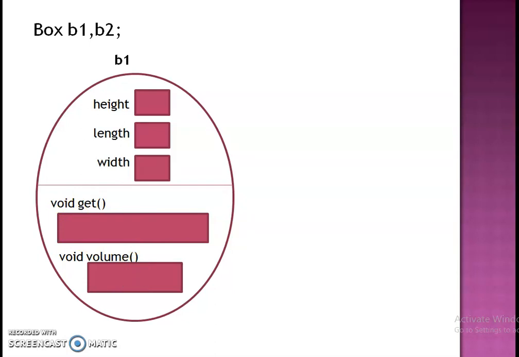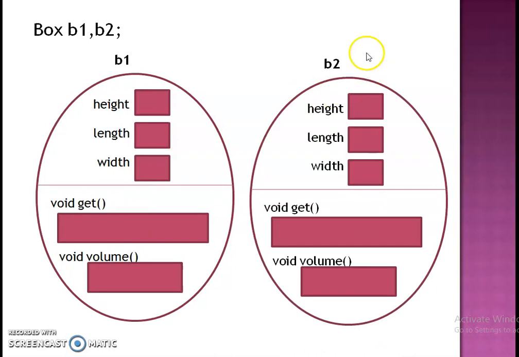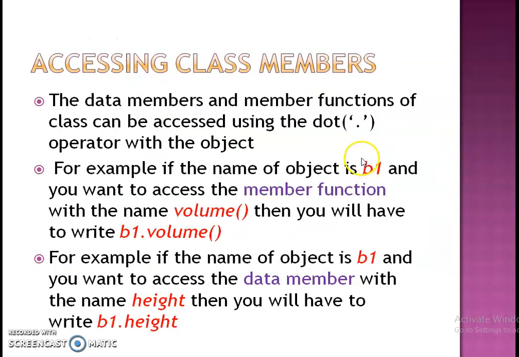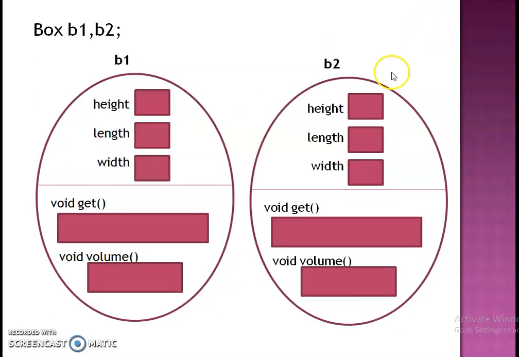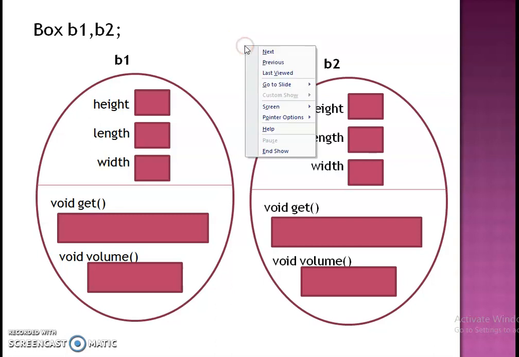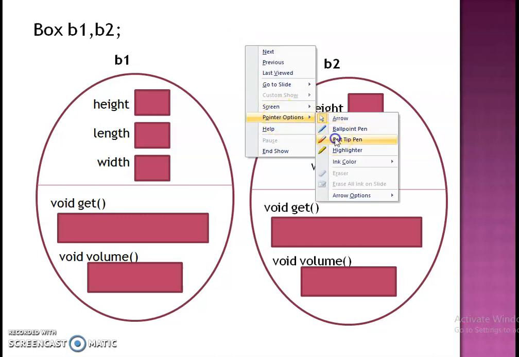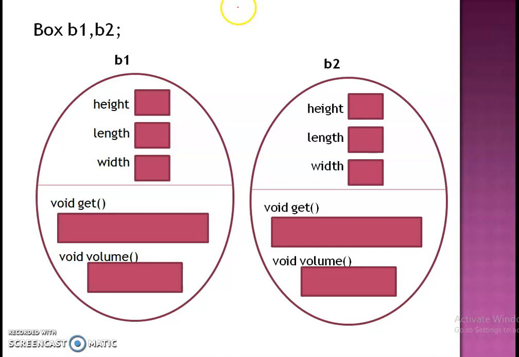And for B2, separate memory is allocated. Within B2, memory is allocated for height, length, and width, and also for our public methods get and volume. So separate memory is allocated for object 1 and object 2, that is, for both objects.